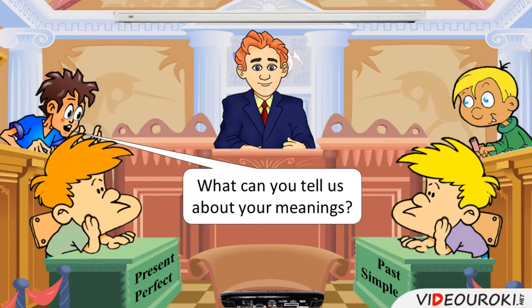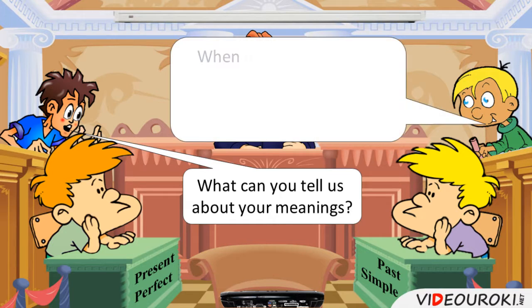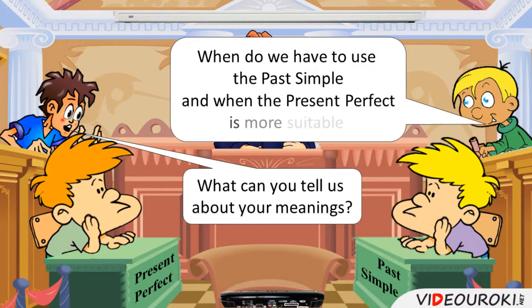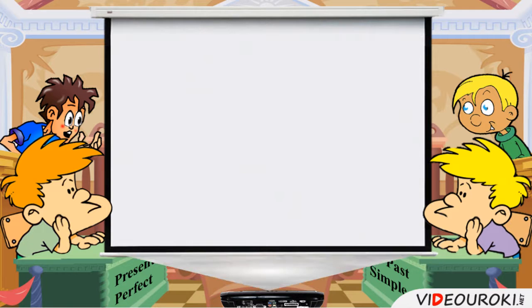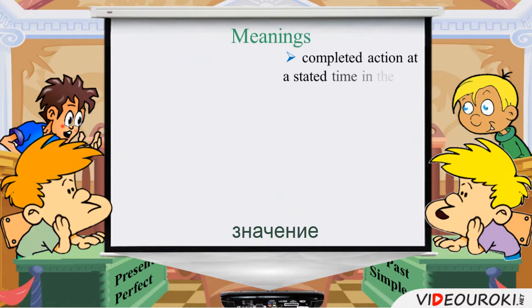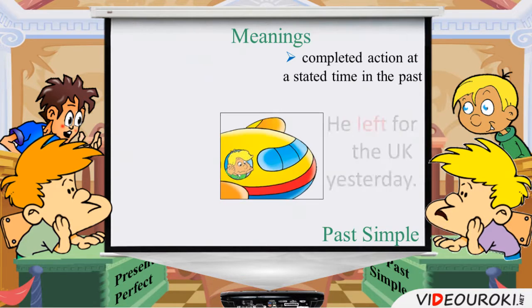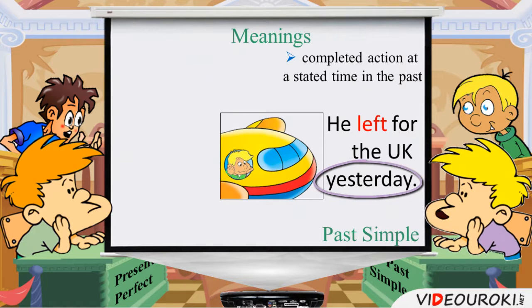And what can you tell us about your meanings? When do we have to use the past simple and when the present perfect is more suitable? If we speak about a completed action at a stated time in the past, we use the past simple tense. Посмотрите, если мы говорим о законченном действии, совершенном в определенное время в прошлом, то употребляем прошедшее простое время. He left for the UK yesterday. When did he leave? Когда он уехал? Yesterday – вчера.